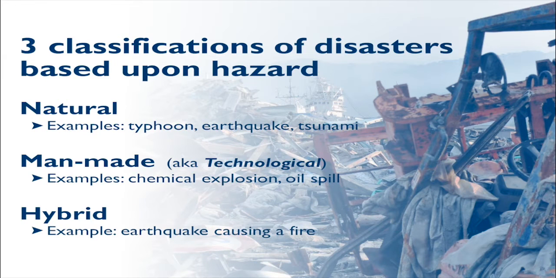So let's go into the three classifications and give some examples of these different classifications of disasters based upon hazard. Examples of natural disasters include typhoons, earthquakes, and tsunamis. Examples of man-made or technological disasters include chemical spills or explosions, oil spills, or terrorism. And then there are hybrid disasters. I can give you an example of when an earthquake occurs and then fires are caused by the disruption of the gas mains in a city. So we have a natural disaster of earthquake that results in a technological disaster of a fire. That mix is a hybrid disaster.